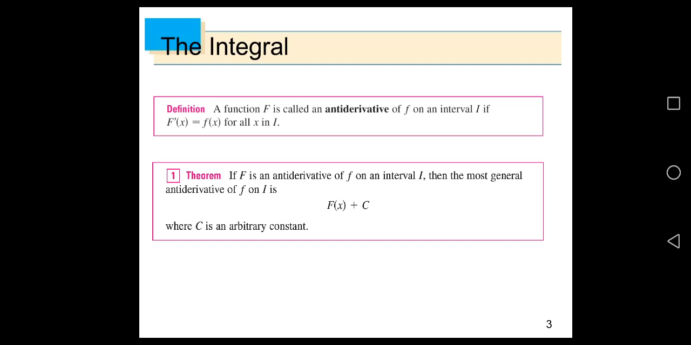Now have a look at this theorem. It says if capital F is an antiderivative of small f on interval I, then the most general antiderivative of f on I is F of x plus c, right? And c is actually the arbitrary constant. So it seems like the general form of our antiderivative is F of x plus c.